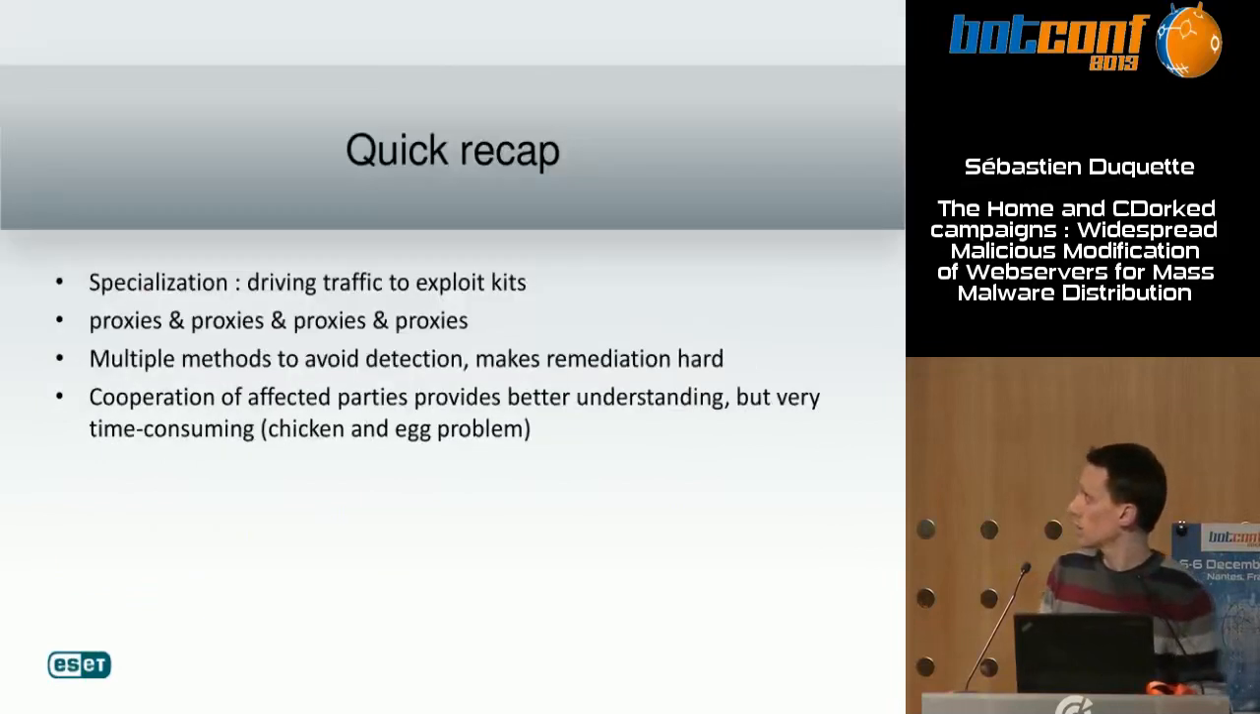So quick recap. What we're seeing here is the same pattern for everything else in malware. There's a specialization. These groups are really concentrating their effort on driving traffic to exploit kits. And we're also seeing a lot of proxies. This is the same thing we're seeing for the CNCs of typical botnets. They're doing the same thing for those servers, and they're using a lot of methods to make the remediation hard and to stay under the radar as much as possible.